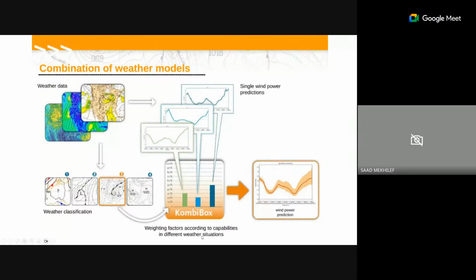Because there is a weight factor according to the capabilities of different weather situations, each one will have a different weighting, like an objective function, where each parameter has a weight. For example, certain data which has been very accurate, we give a very high weight. Another one which is highly variable and we are not sure about, we can give a lower weight, and then you can get the wind power predictions.